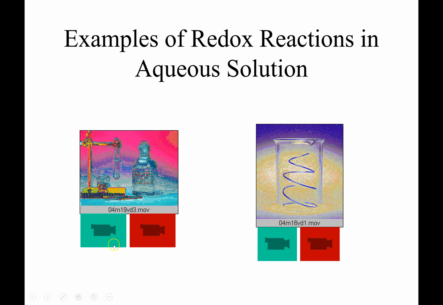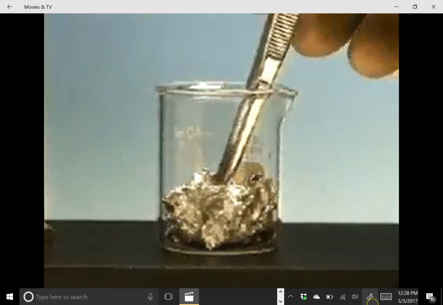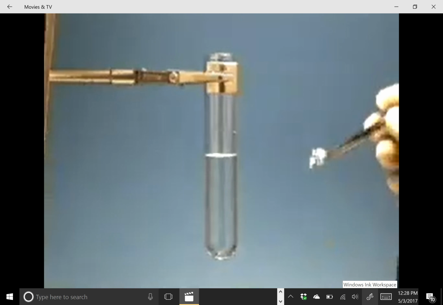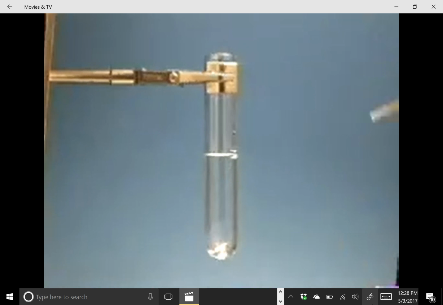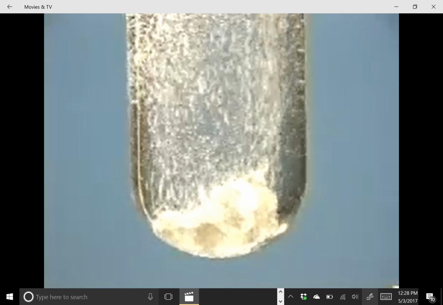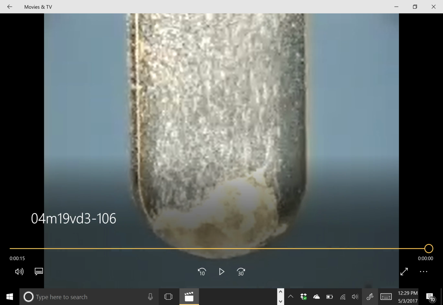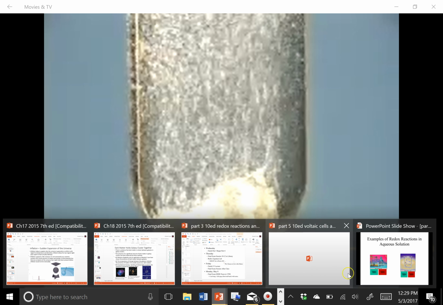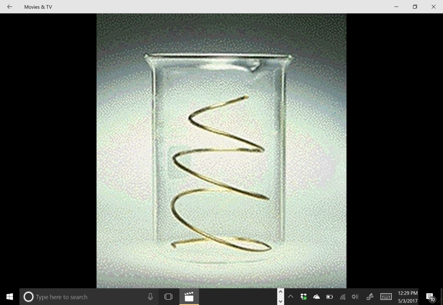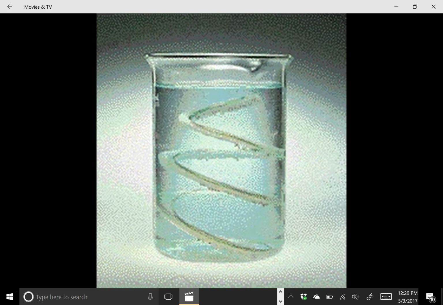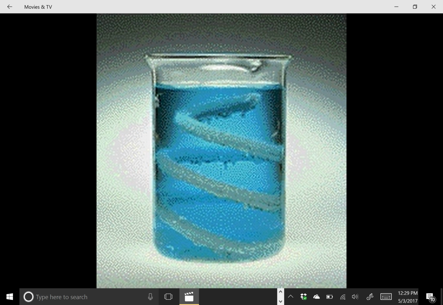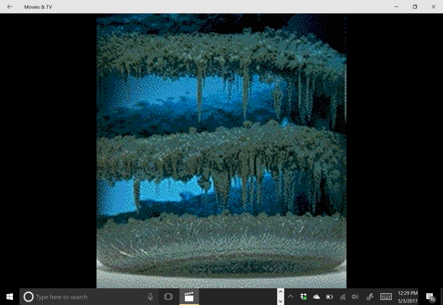All right, some more examples. The reaction of zinc and hydrochloric acid is both a gas-forming and a redox reaction. And the next one. When a piece of copper metal is placed in a solution containing silver ions, solid silver crystallizes on the copper. While the silver crystals grow, copper ions are also released into solution, giving the solution a blue color.